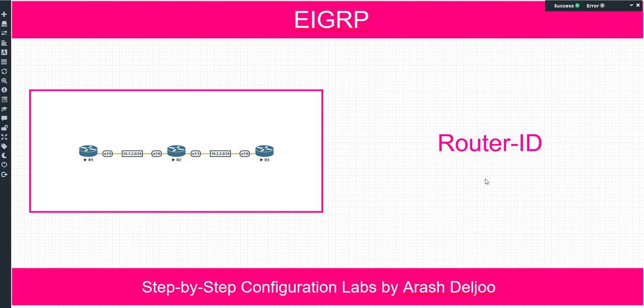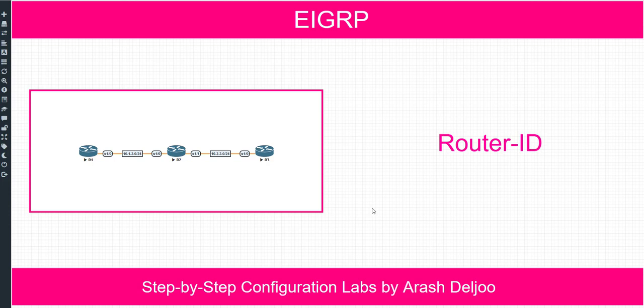In this video, I'm going to show you how you can configure EIGRP Router ID when we have classic EIGRP configuration and also named EIGRP configuration. You know that we should configure EIGRP Router ID in all routers with different router IDs.